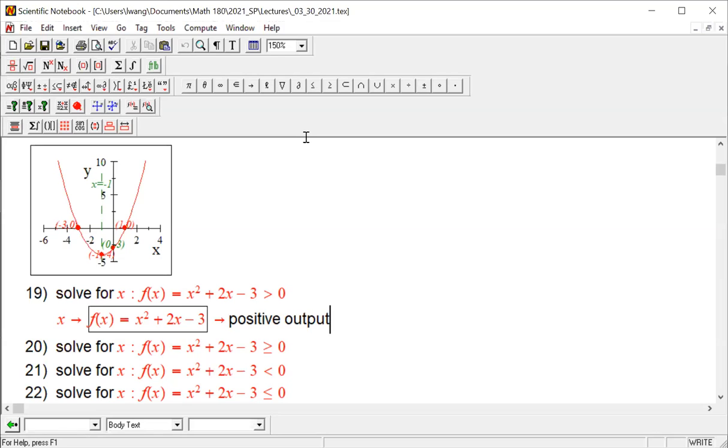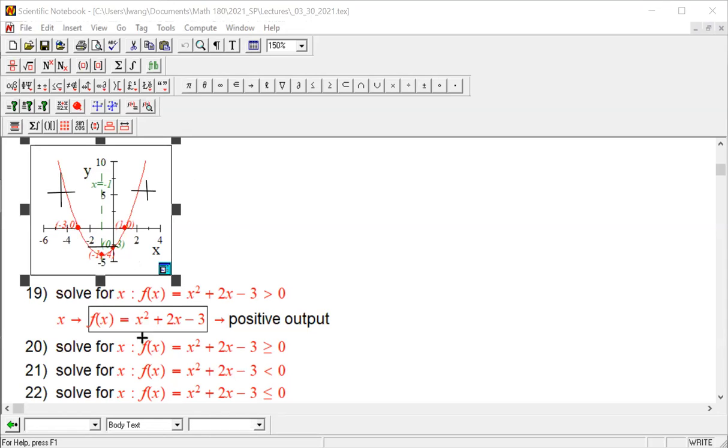Do you follow me? Now, where do we find positive output from the picture? Above the x-axis? That's right. Could you repeat that so everybody can hear you? The positive outputs are above the x-axis. That's right. So this piece of curve tells us they are positive output. So we have two pieces of positive output. So how about the one underneath? Negative.